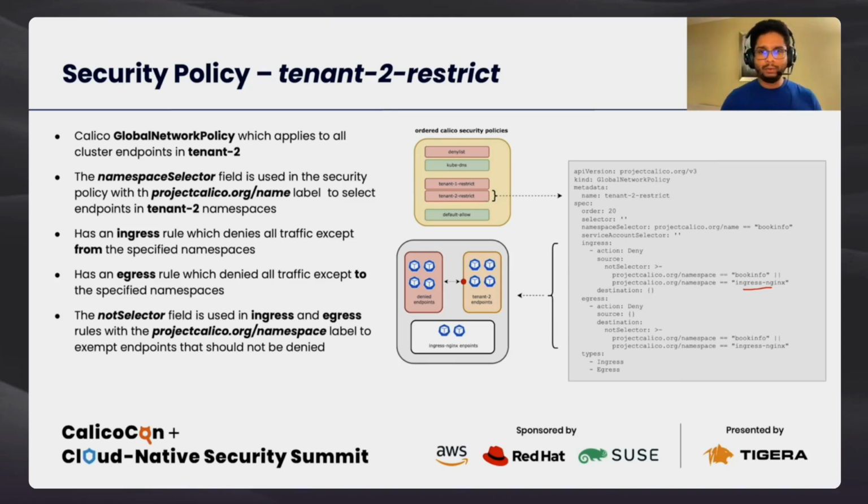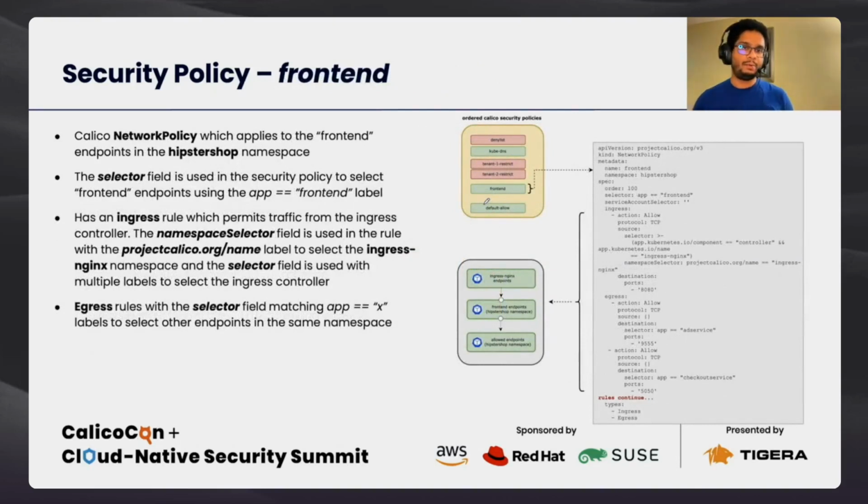All right, so now we have a policy called the front-end policy. Let's go through this policy a bit. This is a network policy, which means it applies to a specific namespace, the namespace being the Hipster Shop namespace. However, in the policy, we're using an endpoint selector. So we're using the selector field and using the app equals frontend label. What this means is that the policy applies only to the frontend endpoints.